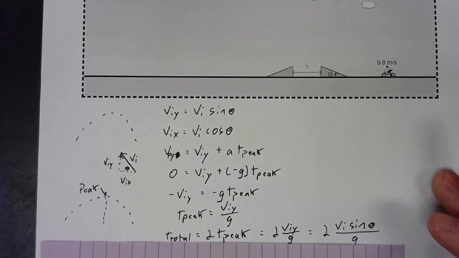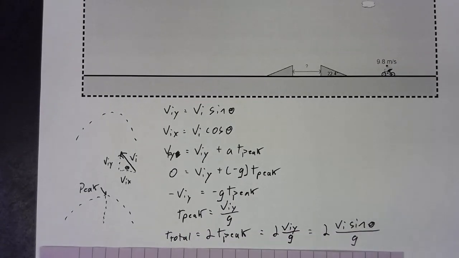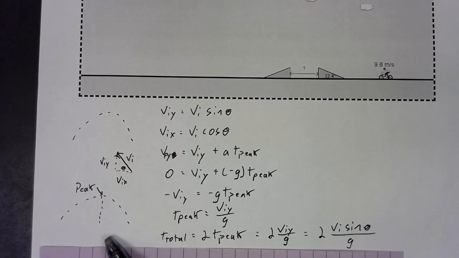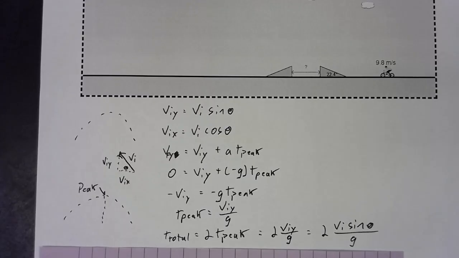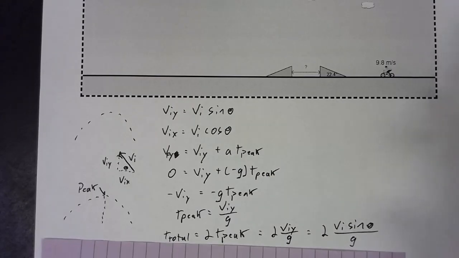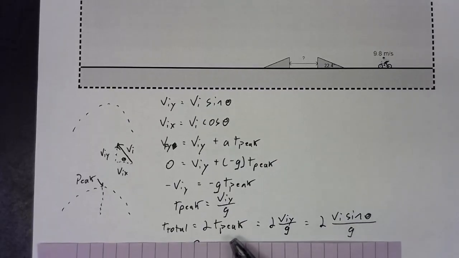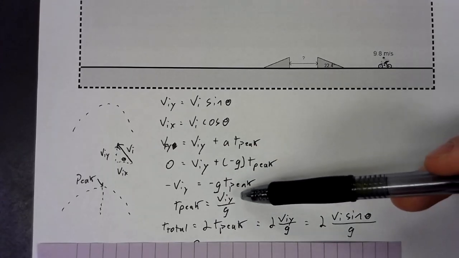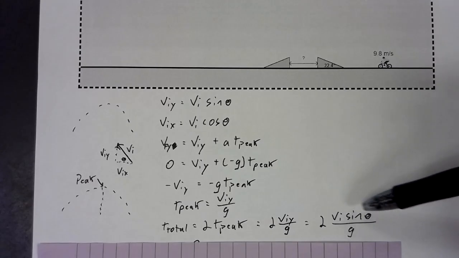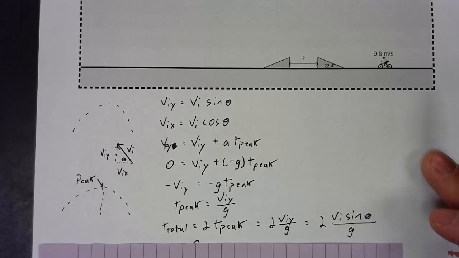Then, if he lands at the same height that he launched from, we have a symmetrical path, and the time to the peak is exactly 1/2 of the total time of travel. That means that we can multiply the time to the peak by 2 and proceed to simplify. So if we want to know the total time of travel, we multiply what we found for the time to the peak in this step, and you can substitute in the y component, which we derived above.